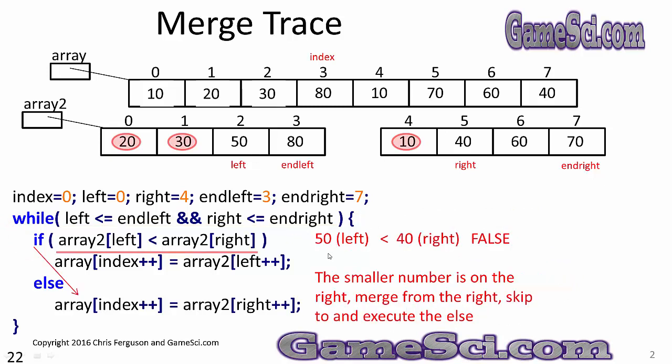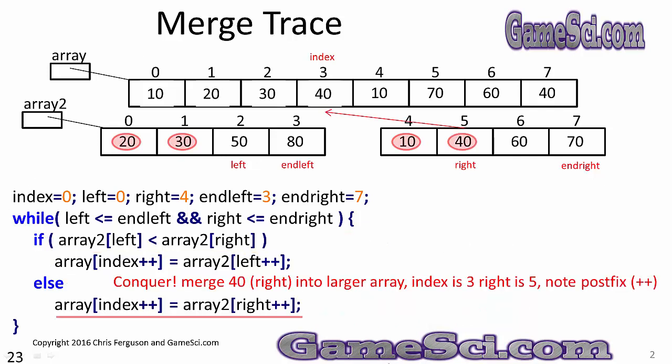The 50 on the left, array 2 sub left, is not less than the 40 on the right, array 2 sub right. So this is a false statement. As a false if statement, we will follow this line and execute the else code. The smaller number is on the right, merge from the right, skip 2 and execute the else statement. This is the conquer. Merge the 40 on the right into the larger array.